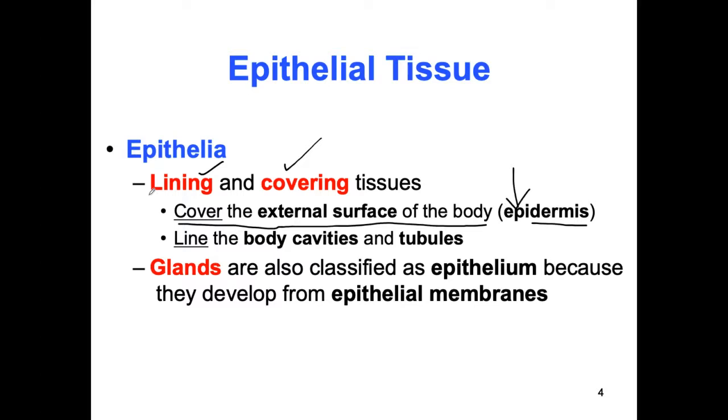The epithelium tissue also lines the body, and it's going to line the body cavities. You remember those body cavities that we discussed in a previous lecture, the peritoneal cavity, the pleural cavity, the mediastinum, and the pericardium, right? Remember all of those different cavities? So we're going to have epithelium that lines them, as well as tubules.